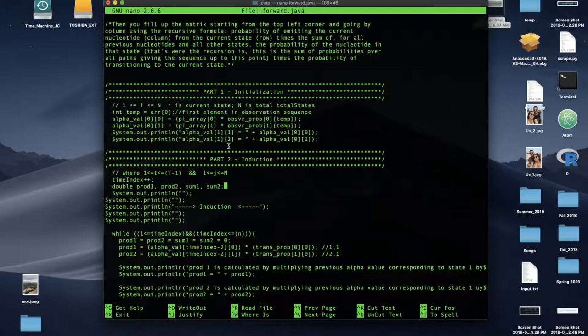Now, for the first part, initialization, we will need to store the first 2 alpha values into the first 2 indices, which is 0, 0, and then 0, 1. Now, how do we compute these initialization alpha values, and with what?